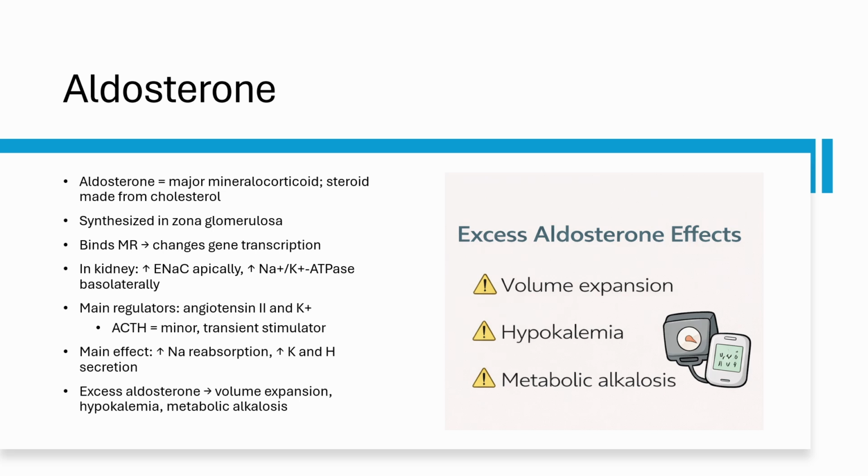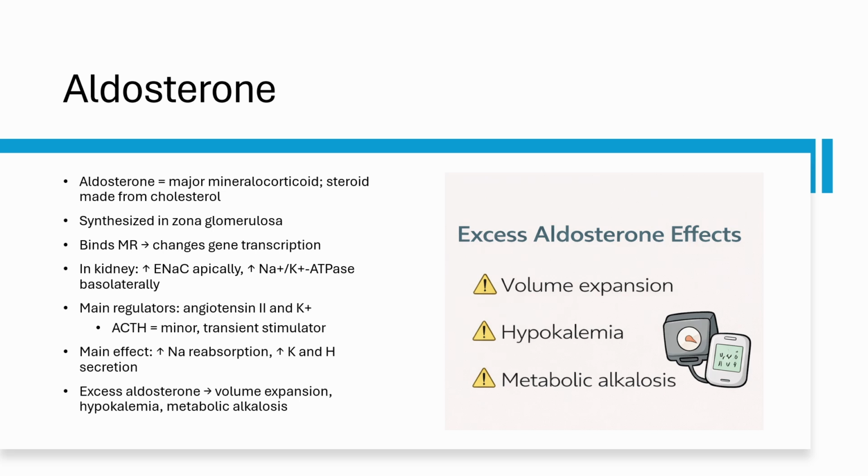Aldosterone primarily binds to the mineralocorticoid receptor. After binding, it increases the expression and activity of proteins involved in sodium reabsorption and potassium secretion. In the kidneys, it increases the activity of epithelial sodium channels on the apical membrane and increases sodium-potassium ATPase activity on the basolateral membrane. Aldosterone production is regulated mainly by angiotensin II and elevated extracellular potassium. Adrenocorticotropic hormone also plays a minor role in its production.